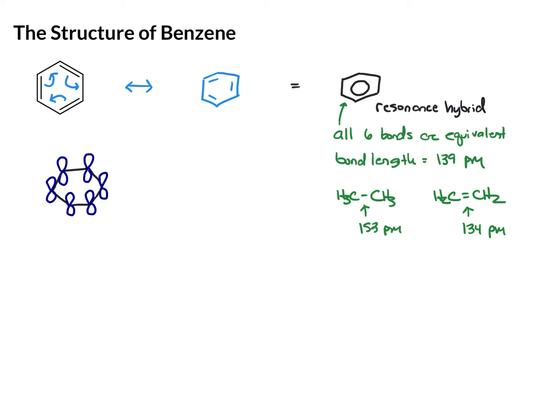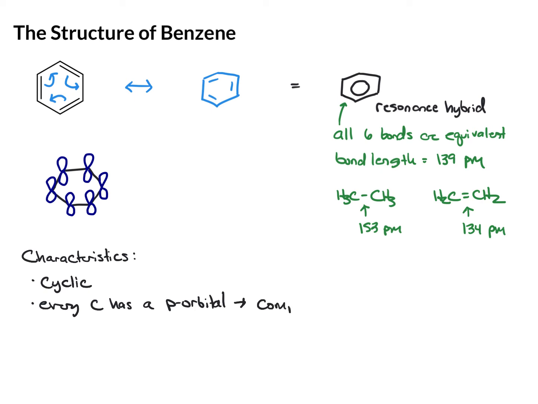So let's list some of the characteristics of benzene. Okay, an easy one. It's cyclic. Every carbon has a p orbital. Which also means it's completely conjugated. And with every carbon having a p orbital, that means that every carbon here is sp2 hybridized.